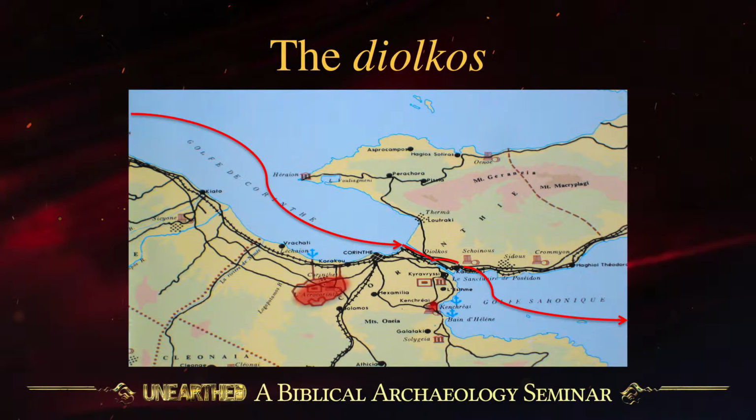So here we have the Diolkos going across, and this made Corinth very rich, because all of that trade between Eastern and Western Mediterranean was being channeled through an area that was totally dominated by this one city, Corinth.